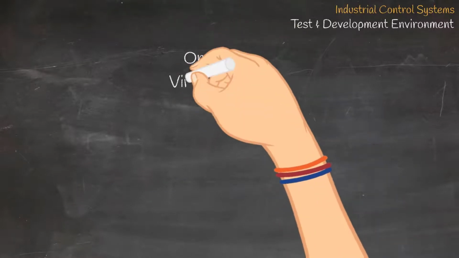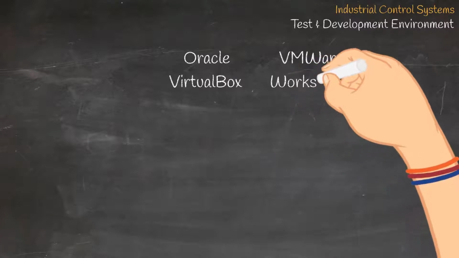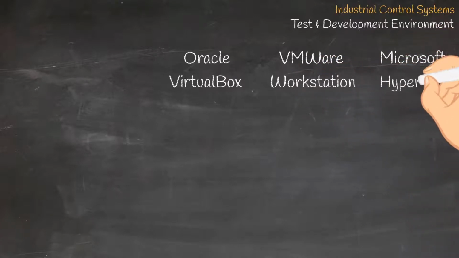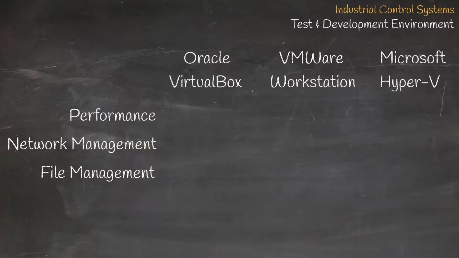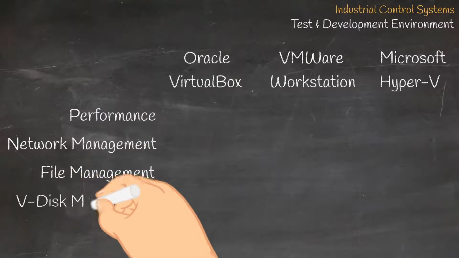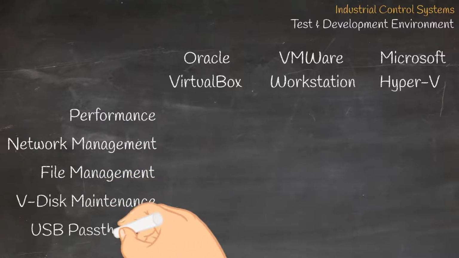I will consider three hypervisors: Oracle VirtualBox, VMware Workstation, and Microsoft Hyper-V. I will share my experience with each hypervisor regarding the following aspects: performance, network management, management of the files that support the virtual machine, virtual disks maintenance, and USB pass-through.